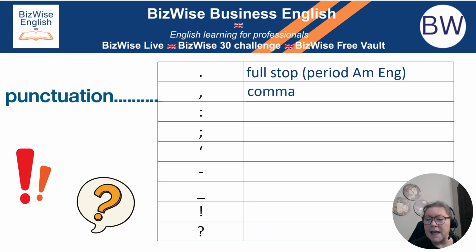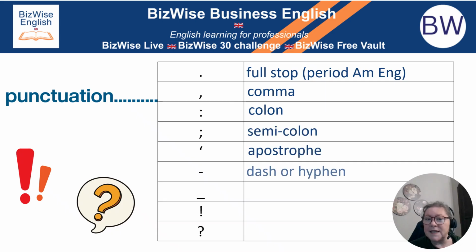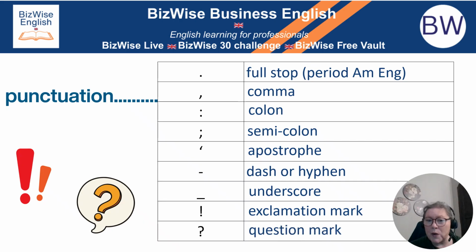The next is a comma, followed by a colon, a semicolon, an apostrophe, a dash or a hyphen, underscore, an exclamation mark, and a question mark. Now, just so that you are clear, a comma divides a sentence into clauses. A colon is used to show you're about to give a list of items. A semicolon divides complicated items.